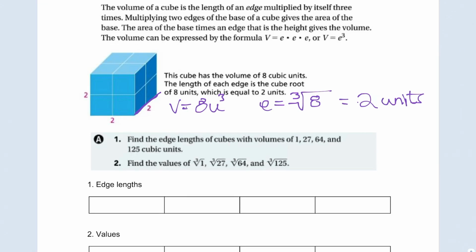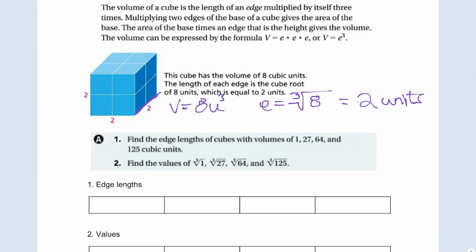So we need to think about, well, remember the edge lengths, you need to multiply it 3 times in order to get the value that we want, or the volume here. So take a minute, think about it on your own, and then resume the video.